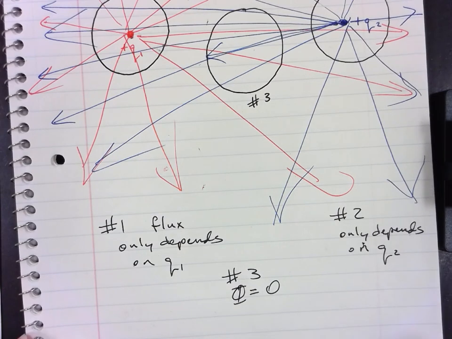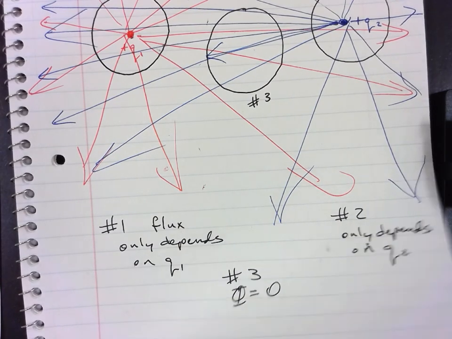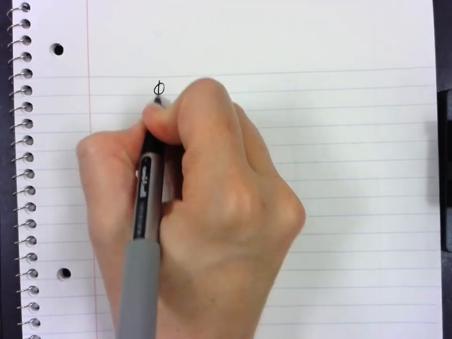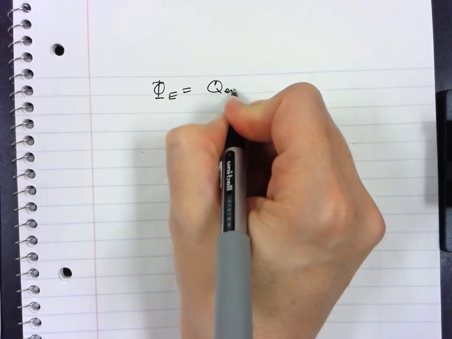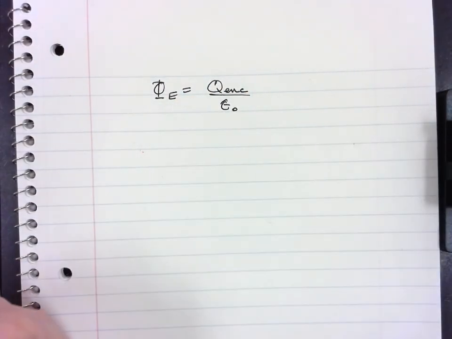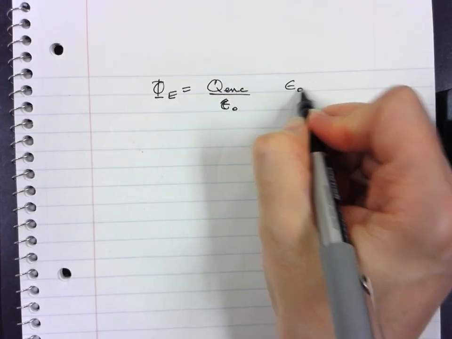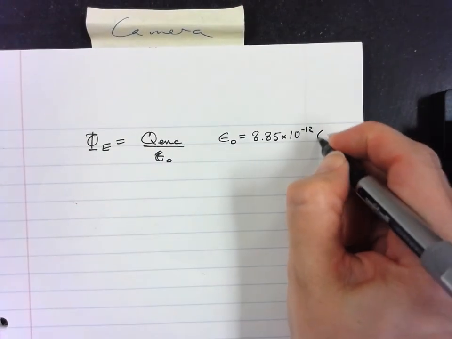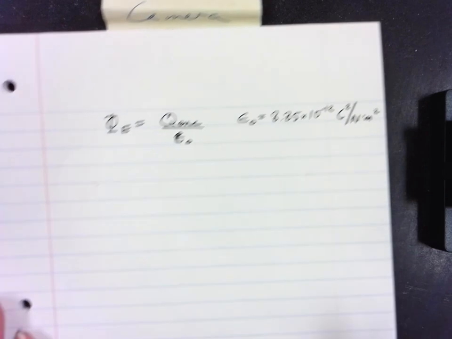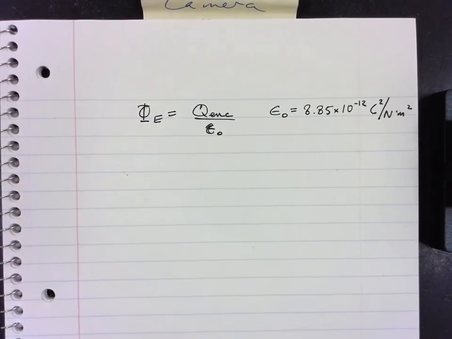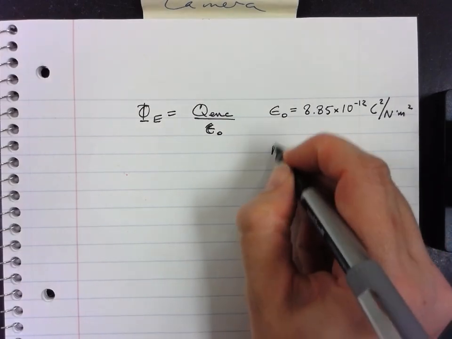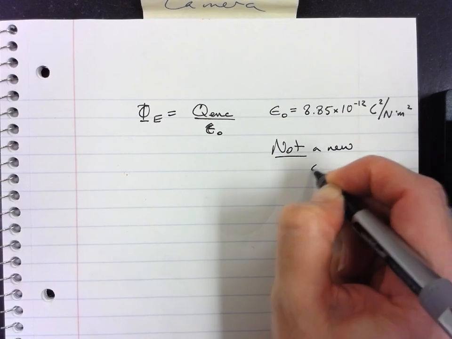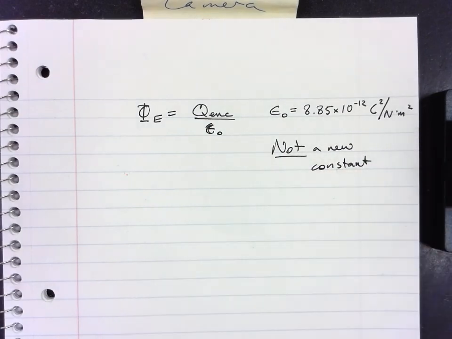So let's talk about that constant, and then we're going to make one more connection because we're going to go back to Coulomb's law. I'm just going to write it: flux equals Q enclosed over epsilon naught. So epsilon naught has the value 8.85 times 10 to the negative 12 coulomb squared divided by newtons times meters squared. Now you may or may not recognize that that unit is familiar. This is actually not a new constant. And I want to show you how.